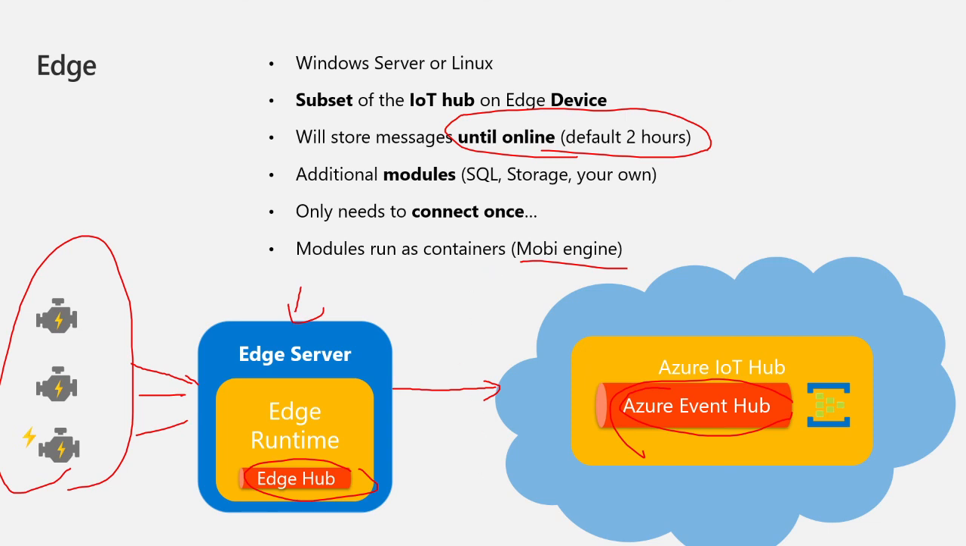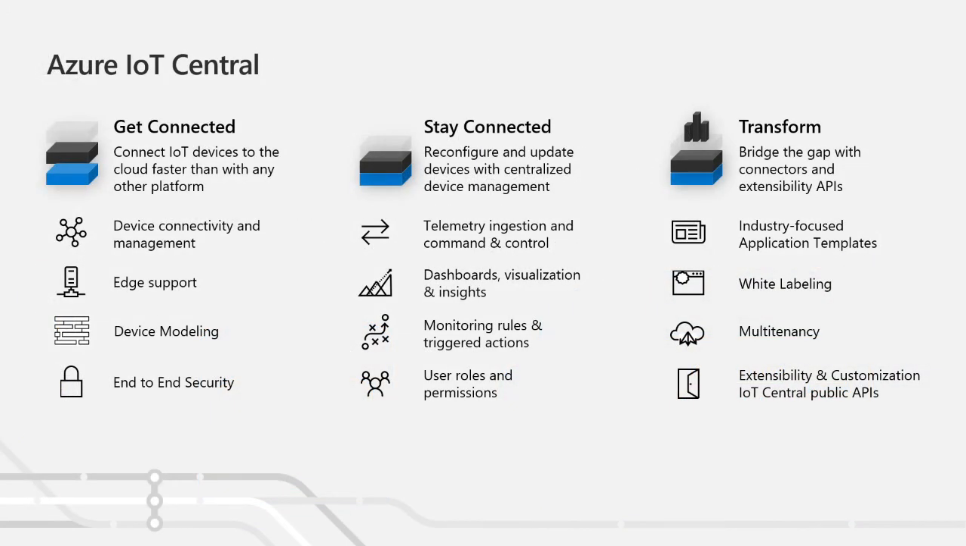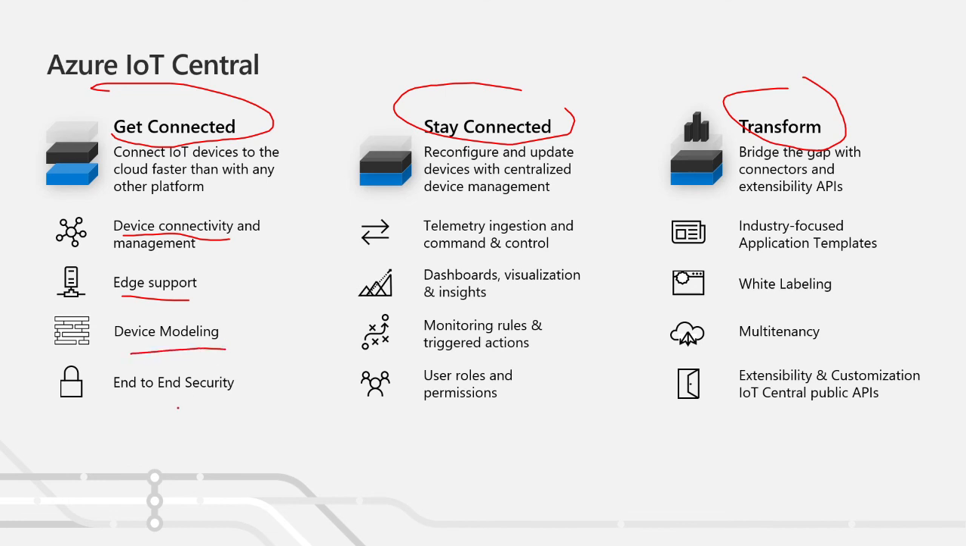Okay, and then the last aspect of today, IoT Central, where you'll see we've essentially got the ability to just connect our devices, keep them connected, manage the lifetime over long periods of time, and you'll see here we've got everything in any solution. There's device connectivity, edge support, device modeling, end-to-end security. We've got roles and permissions, right? Monitoring, visualization of data, ingestion. There's templates. There's even white labeling and multi-tenancy, right? All of this rolled into IoT Central.